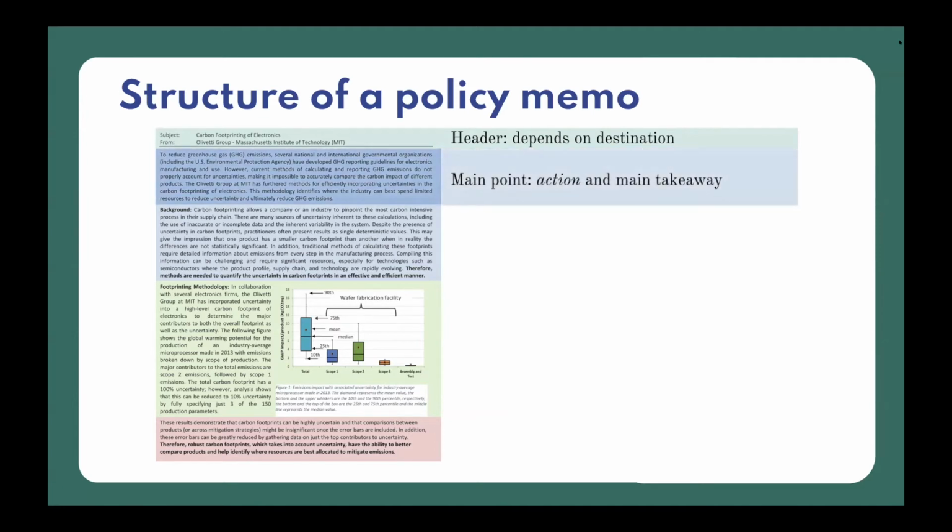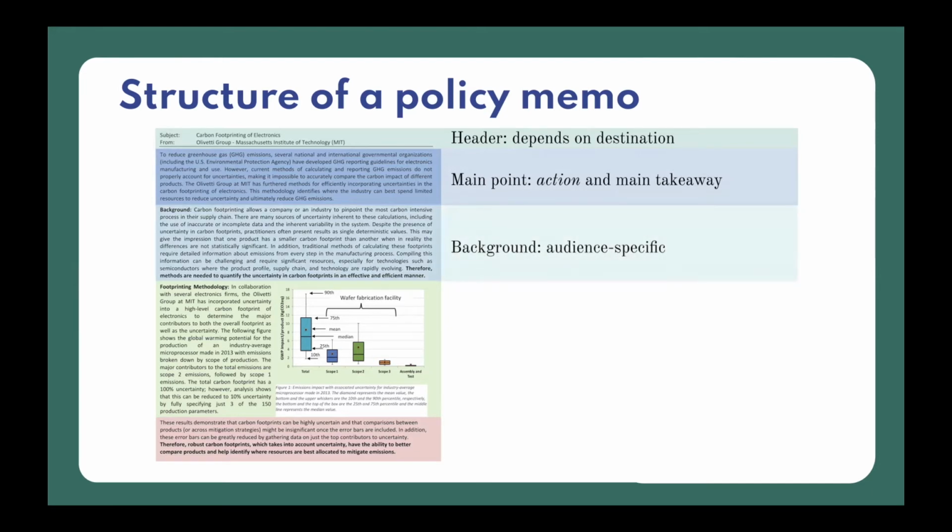Next is the main point, which is the action and main takeaway. This is usually called the executive summary, which we'll get into later, but it's usually 5 to 6 sentences where you give a little bit of background on the problem, why we need to take steps to fix it, and then one sentence at the end saying what steps you believe are best.